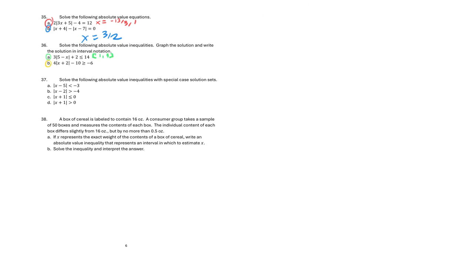Okay, looking at part B here, we have 4 times the absolute value of x plus 2 minus 10, which is greater than or equal to negative 6. One thing we want to do is get all our absolute values on one side by themselves. So we're going to add 10 on both sides. So 4 times the absolute value of x plus 2 is greater than or equal to negative 6 plus 10. It's going to leave us with 4.